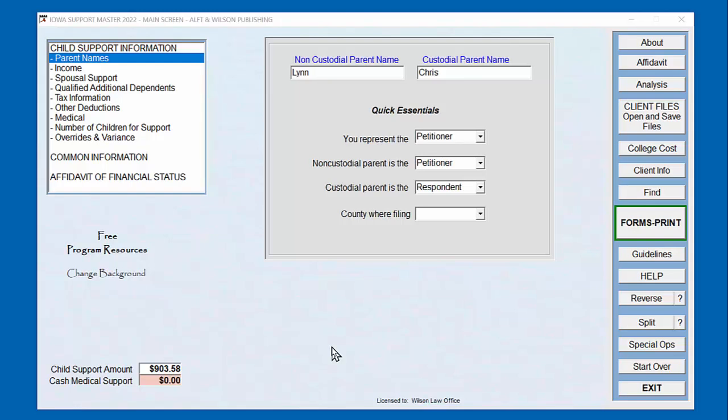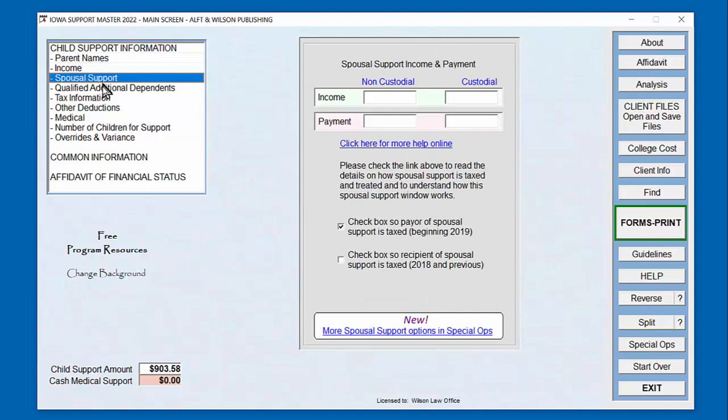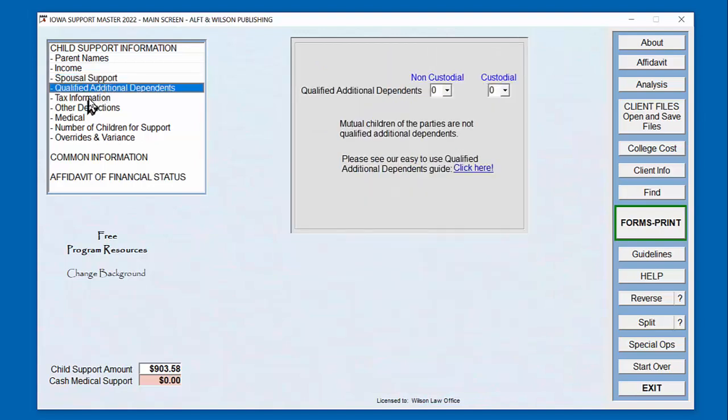Today I'm going to demonstrate for you our Child Care Variance feature. In the selection screen, let's go down the screens. We've got income of the parties, $85,000 for non-custodial, $40,000 custodial. There's no spousal support. There's no qualifieds.